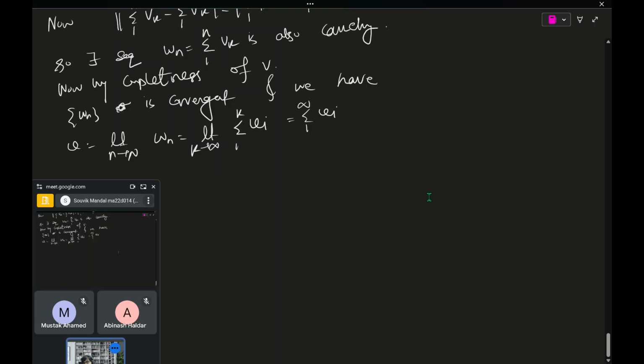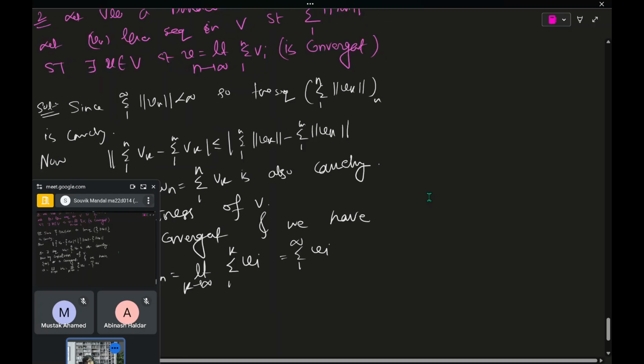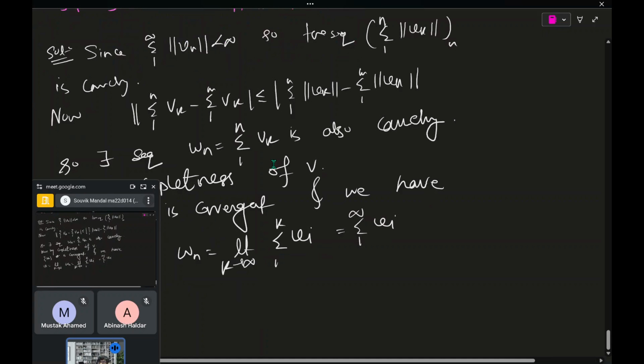So basically what we have done: you have the summation from 1 to infinity of norm v_n finite, so this gives that the sequence of partial sums of norms is Cauchy. This tells that the norm of the summation from 1 to n of v_k minus the summation from 1 to m of v_k is less than or equal to something finite.